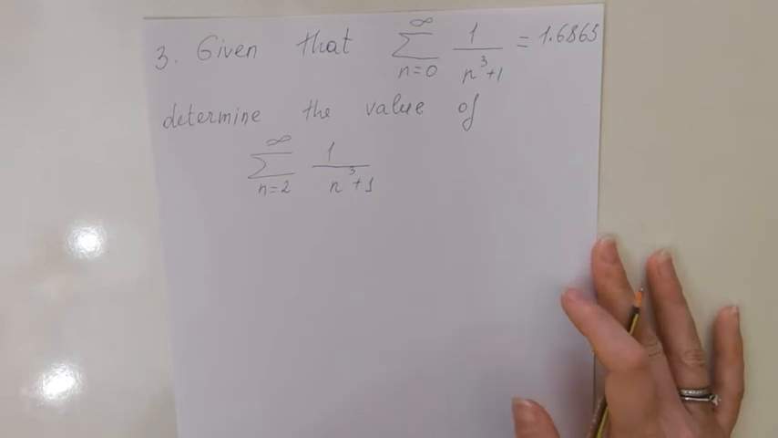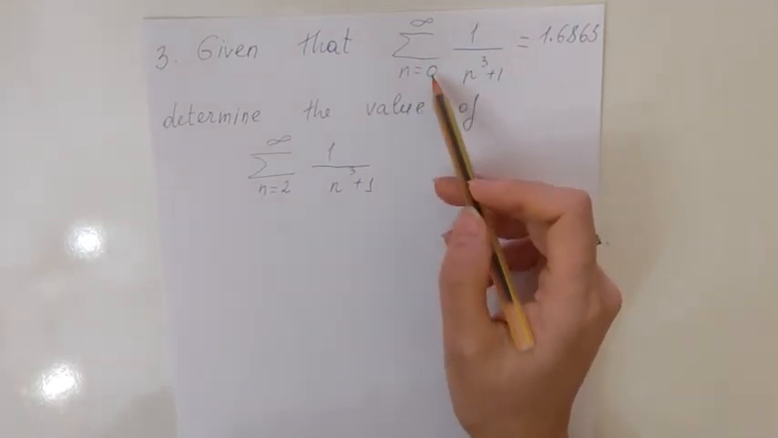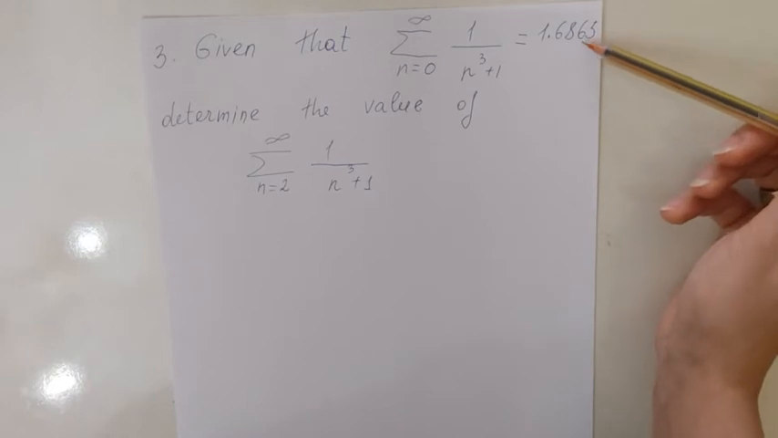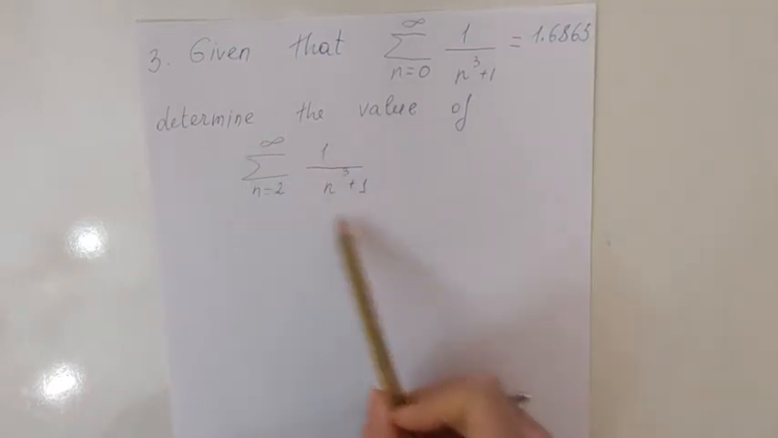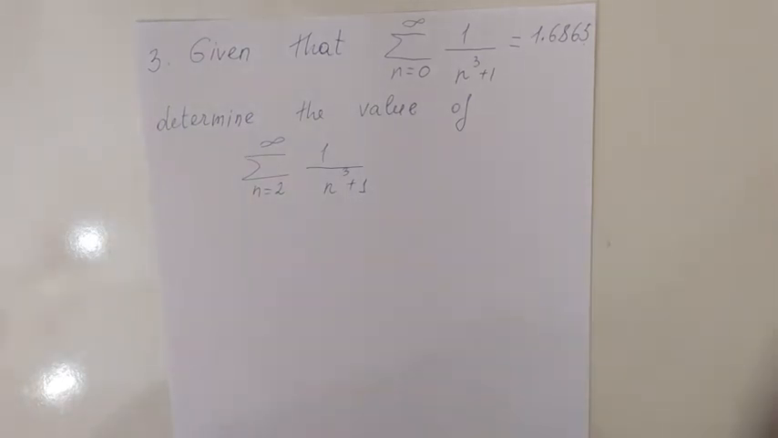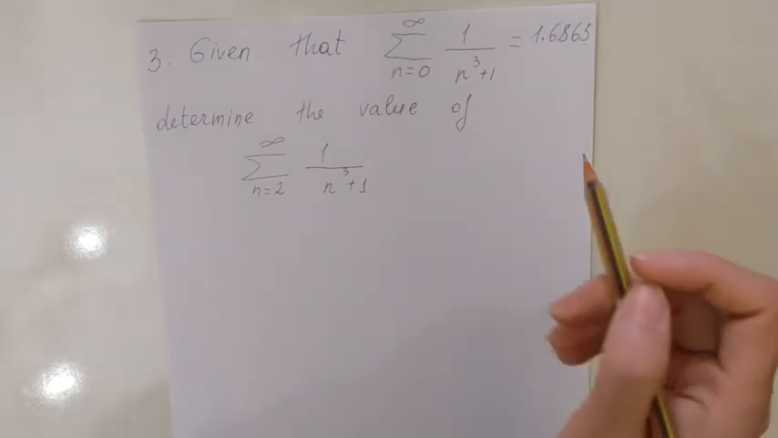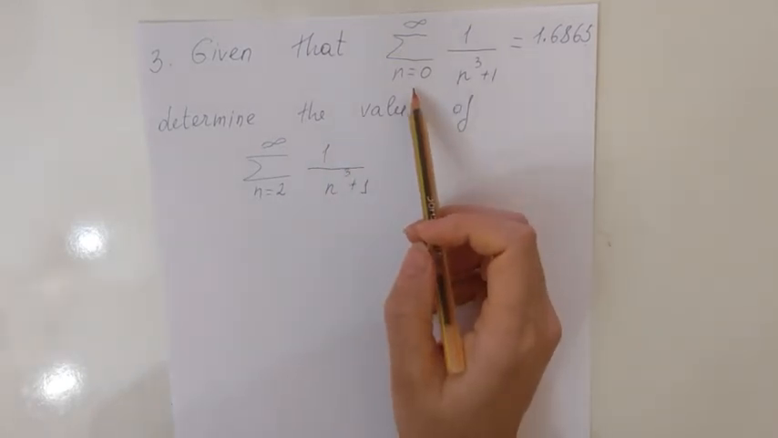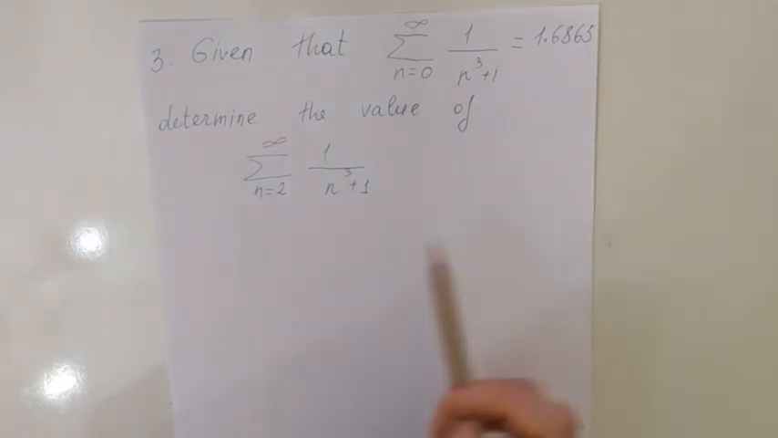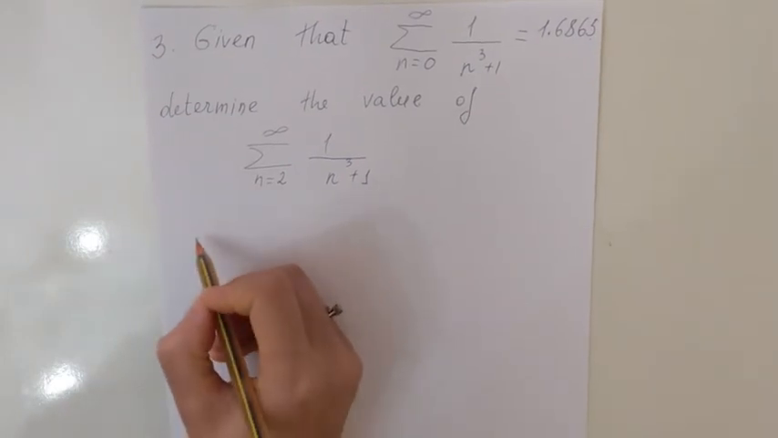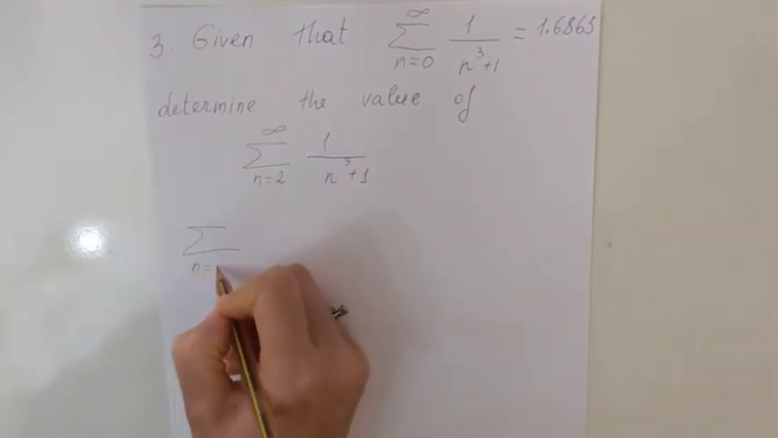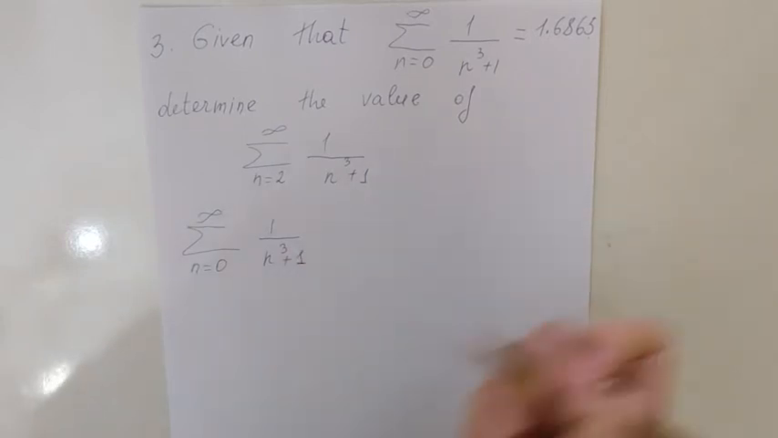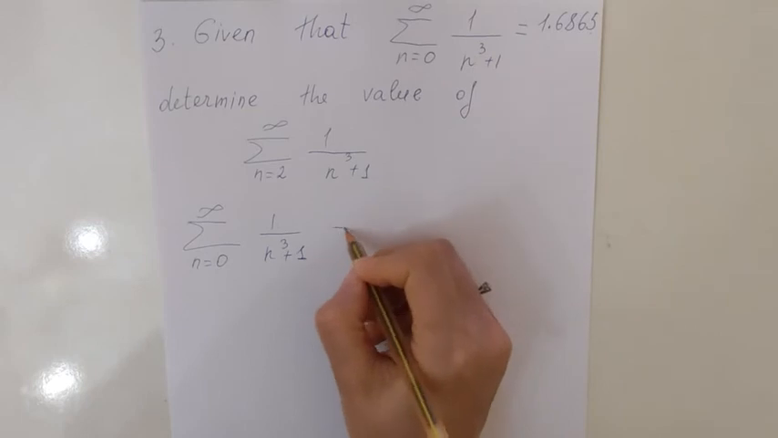Next question. Given that the series from n equals 0 to infinity of 1 over n cubed plus 1 is equal to 1.6865, determine the value of the series starting at n equals 2. So step 1, first notice that if we strip out the first two terms from the series that starts at n equals 0, the result will involve a series that starts at n equals 2. Doing this gives us the series from n equals 0 to infinity of 1 over n cubed plus 1. We just need to strip out the first two elements.